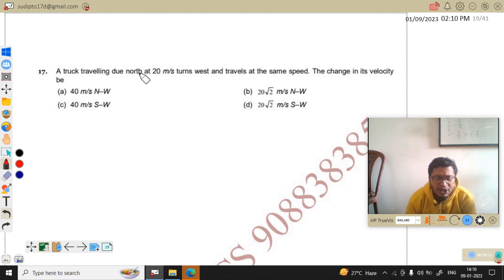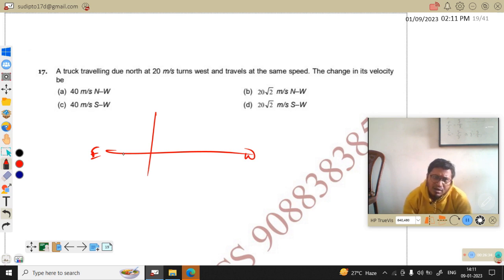A truck traveling due north at 20 meters per second turns west at the same speed. Find the change of velocity. So we know this is north, this is south, this is west, this is east.